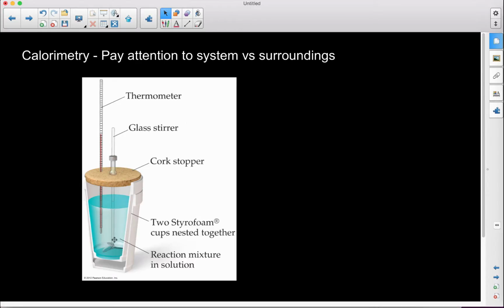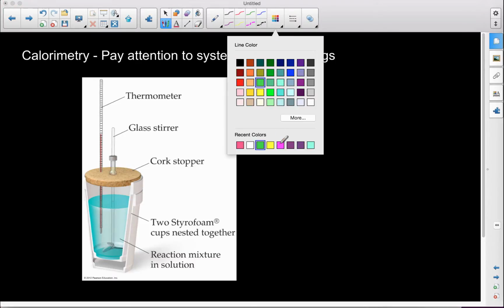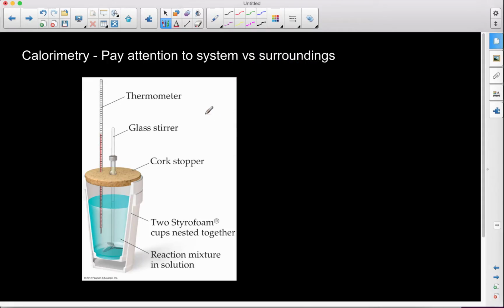Here we have a standard, very basic calorimetry setup. Turns out that styrofoam cups are great for this, which is why that's what we use most of the time. And they happen to be decidedly affordable, which makes them great for high school chemistry use, and actually your introductory college chemistry courses also, for the same reason.